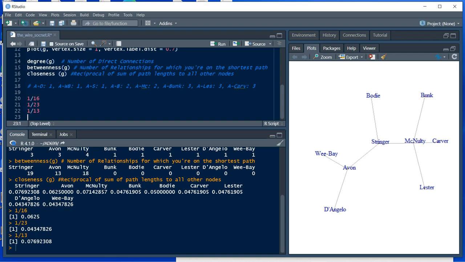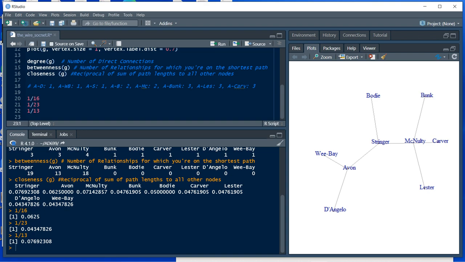So you can follow the same path, the same methodology. What we looked at here was degree, which we simply count direct connections. Betweenness, which is a little trickier. We have to be careful not to double count here in this undirected network, but it's the number of relationships for which you're sitting on that shortest path. Each one of those contributes to your betweenness. And your closeness is, as listed right here, the reciprocal of the sum of path lengths to all other nodes.